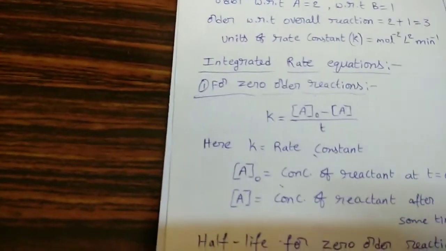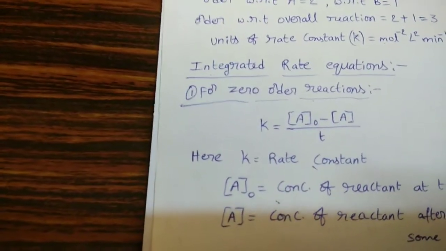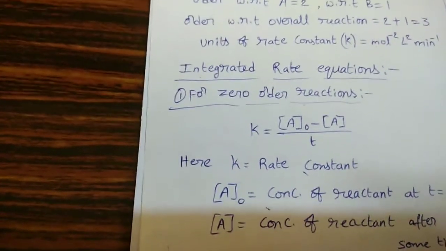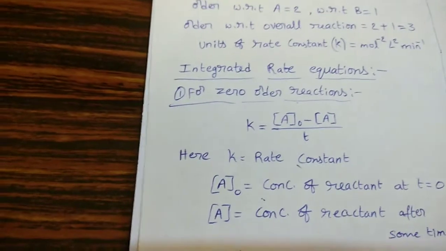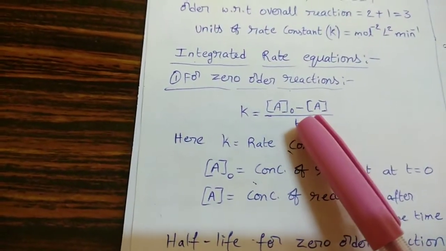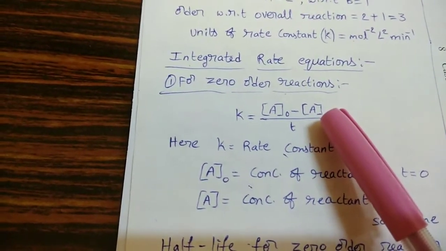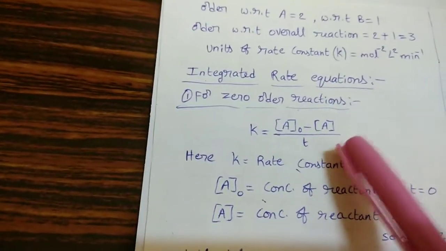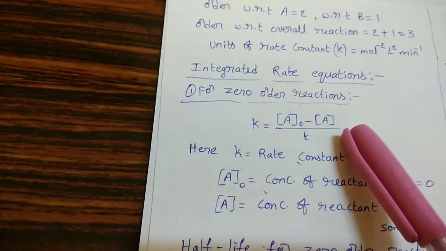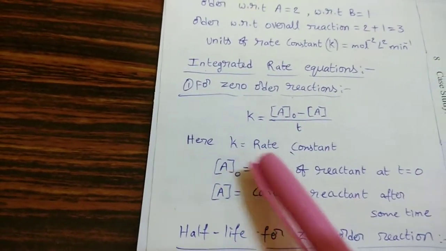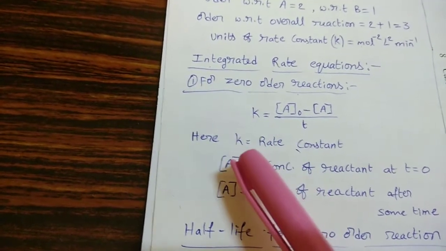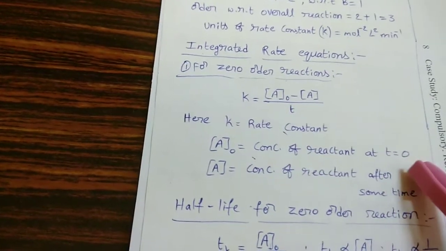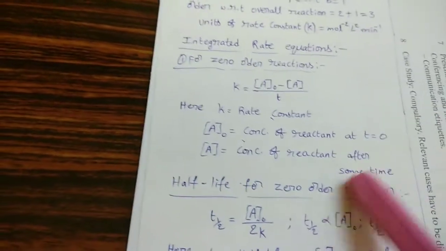Next, integrated rate equations for 0 order, first order, second order, third order. See the first one: for the 0 order integrated rate equation, K equal to initial concentration minus concentration of reactant after some time, divided by T. We have to remember this expression because numericals will come based on this. K is the rate constant, A naught means initial concentration or concentration of reactant at T equal to 0, and A is the concentration after some time.